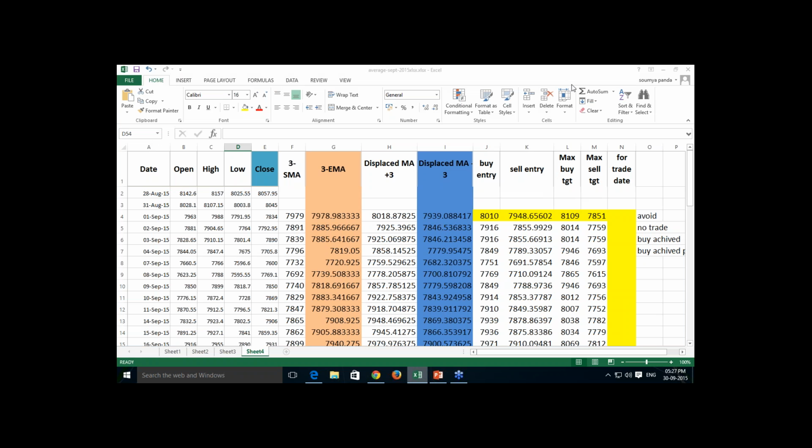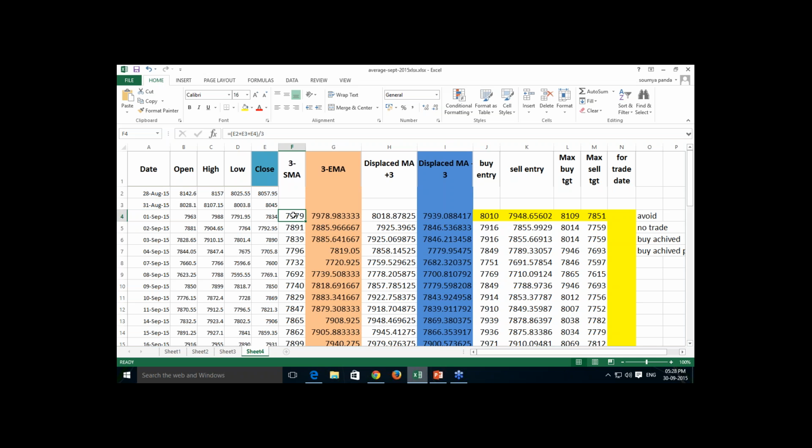Utilizing this displaced moving average for our intraday trend forecast. As I said, this method is highly useful for intraday trade. It may not be much useful for your positional trades. So while utilizing this particular concept for intraday, you require the 3-period simple moving average or 3-period displaced moving average.